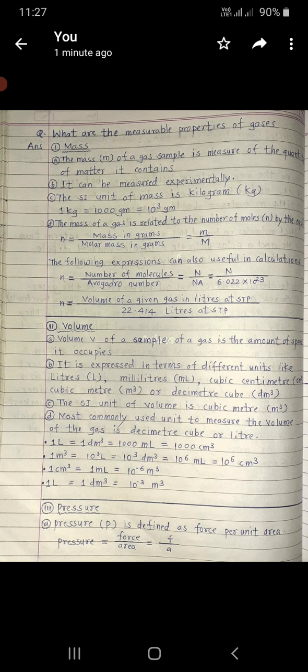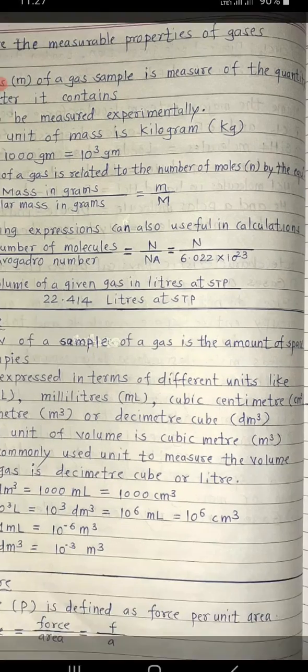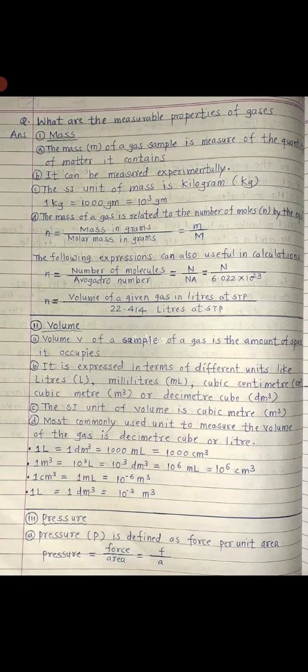Starting with mass. The mass m of a gas sample is a measure of the quantity of matter it contains. It can be measured experimentally, and the SI unit of mass is the kilogram. 1 kilogram is equal to 1000 gram, that is 10 raised to 3 gram.